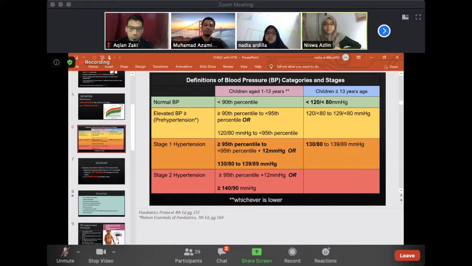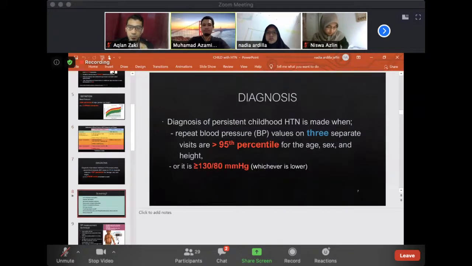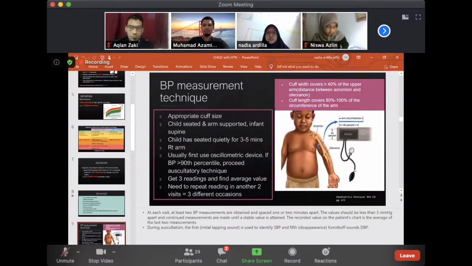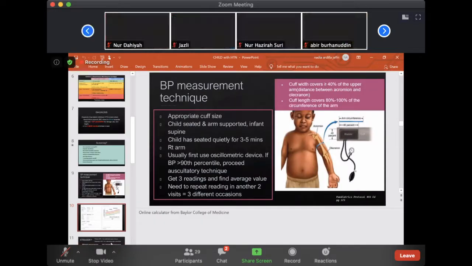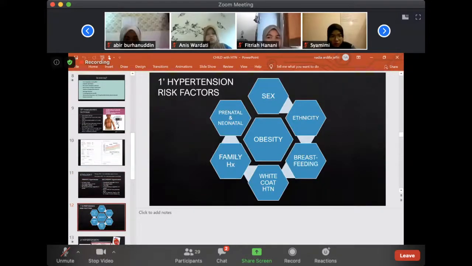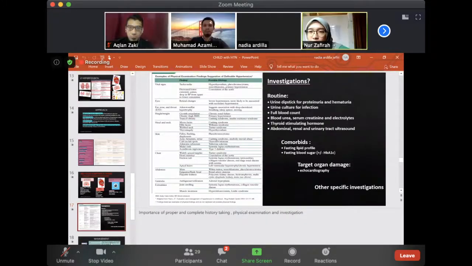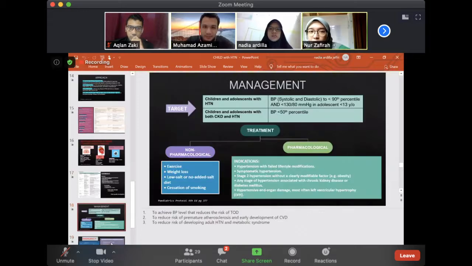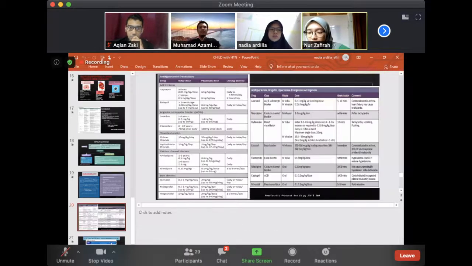Okay. Right. I have one question. Regarding the hypertensive emergency management, hypertensive crisis management. So, what is the most common drug that we use? Like in adult, we use IV labetalol unless contraindicated. But in children, hypertensive encephalopathy kan? Hypertensive crisis, either hypertensive emergency or urgency.